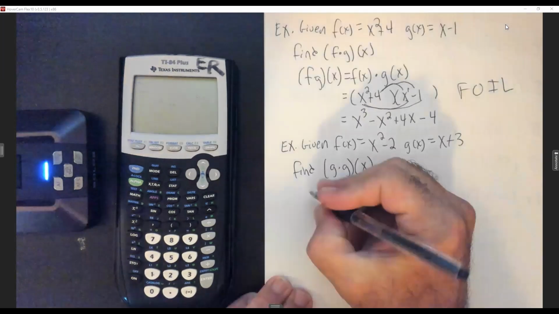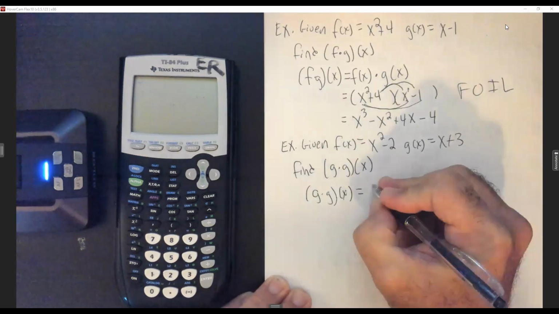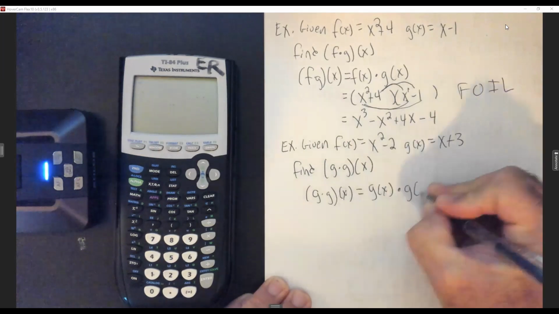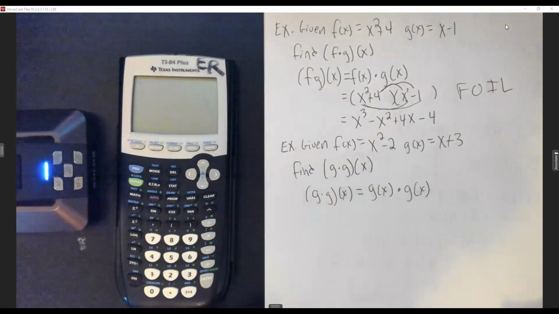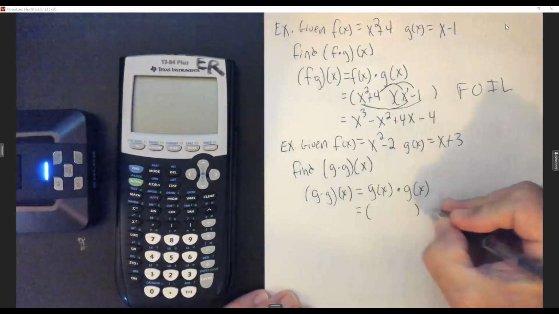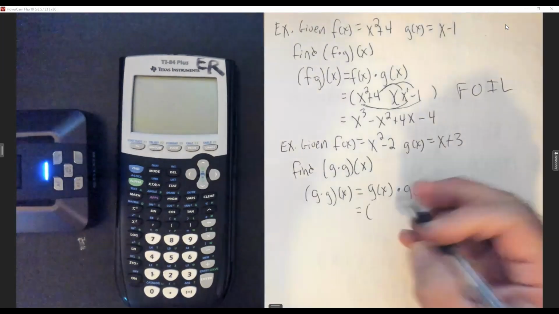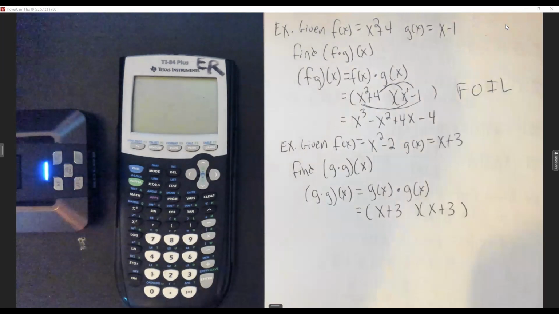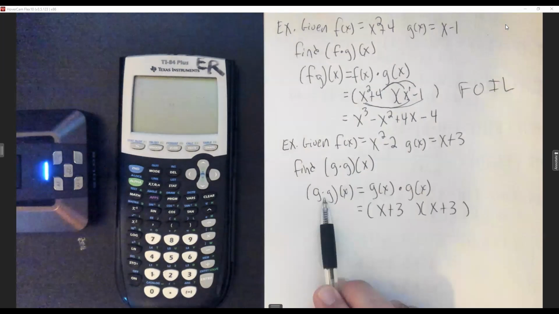So what we would do, we would have g times g of x is going to equal g of x times g of x. So really, they gave me this f of x stuff, and I'm not even using it on this problem. They're trying to throw curveballs at you, okay? So g of x is x plus 3 times g of x, which is x plus 3. So they're just trying to throw you a curveball, but you got to look at what they're wanting you to multiply when you set them up, okay?